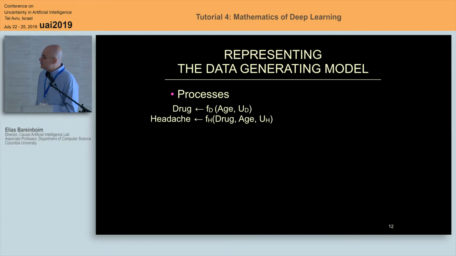And you have, again, U sub H, that is all variables in the universe that are generating variations for the variable headache that are not drug and age. And those are the two mechanisms that we care about. If you are God or the system designer, you do have this specific instantiation for this function. We are just a data scientist or AI fellow that is trying to understand this massive phenomenon. Then we will keep this unspecified.